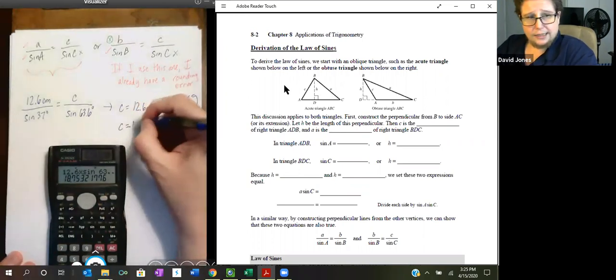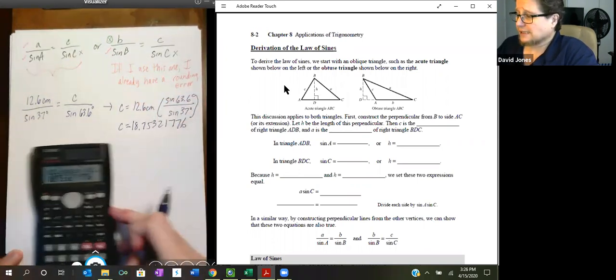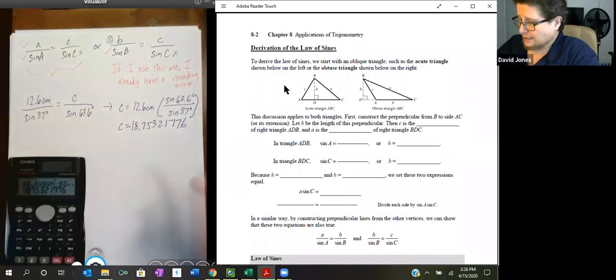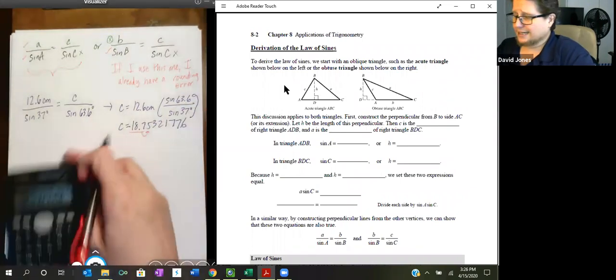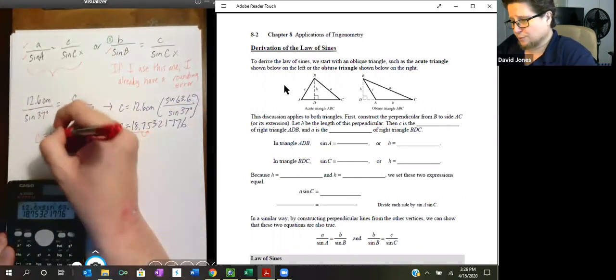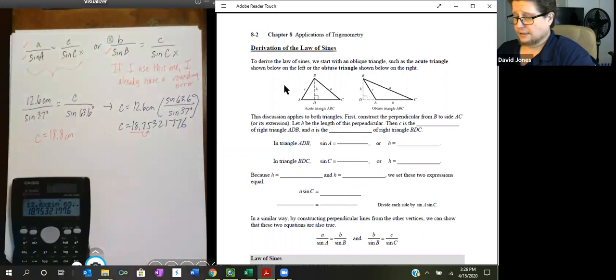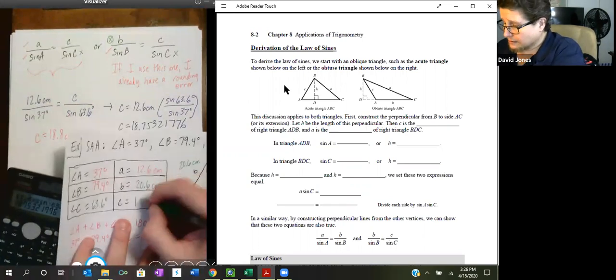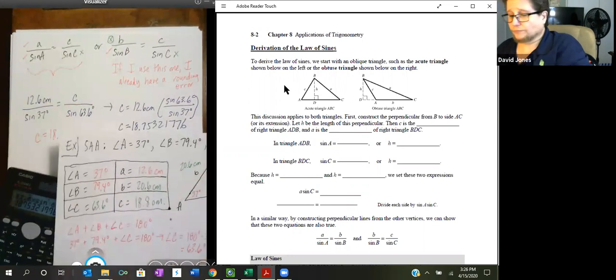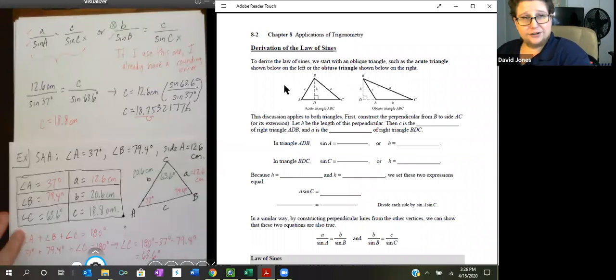C equals 18.75321776. We're going to look at 3 decimal places or 3 significant figures. I check the one to the right. It says round up. So C is going to be 18.8 centimeters. And if I were to do it like on my test, I'd go back and put it in right here. What does that accomplish?